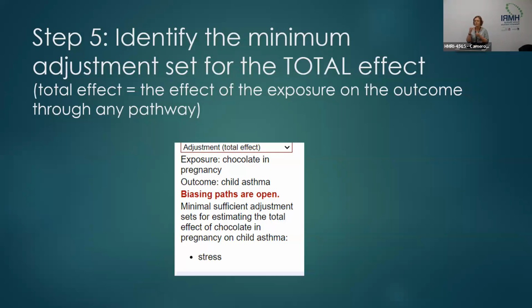Now, from a public health point of view, that's probably the most relevant question, because if I'm looking at whether I want to put an intervention to tell women that they shouldn't be eating chocolate, I want to know, is chocolate going to affect that child's asthma?